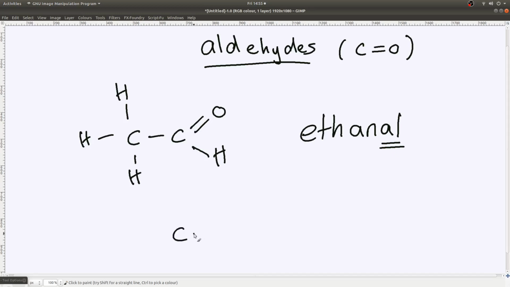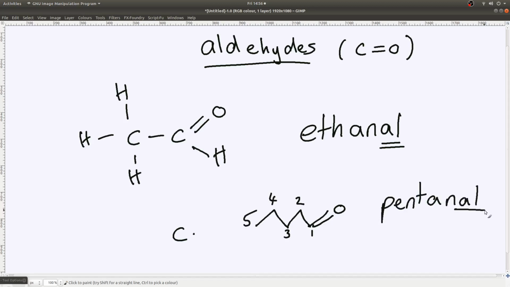Let's have another example, using a skeletal formula. For example, we could have that molecule. How many carbons have we got here? We've got 1, 2, 3, 4, 5. So with 5 carbons, we have pent. We've got pentanal, and that is an aldehyde.